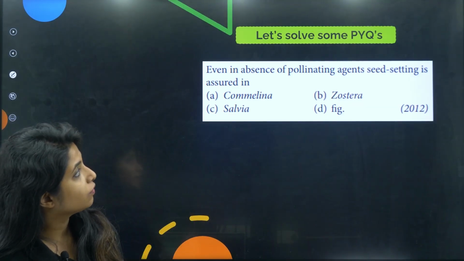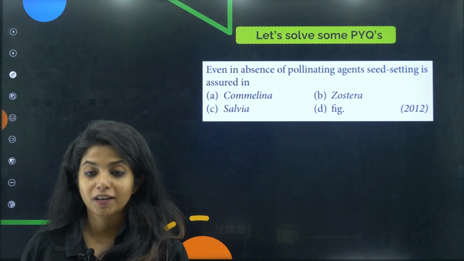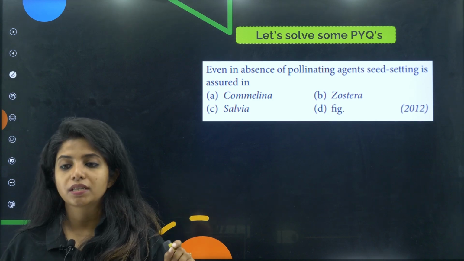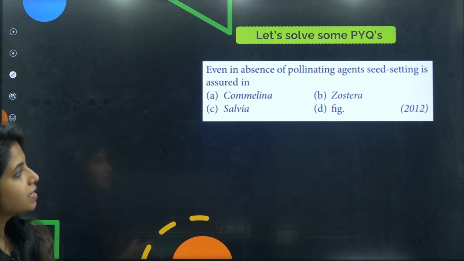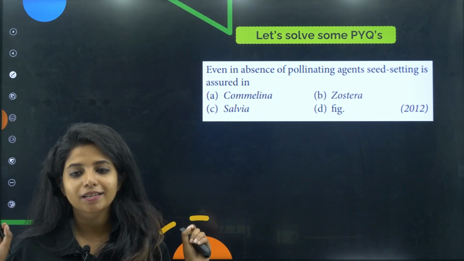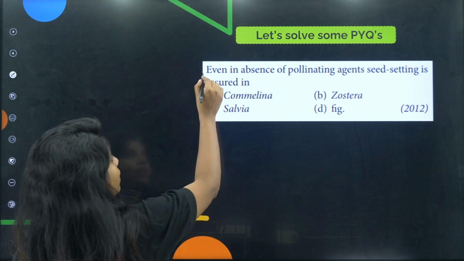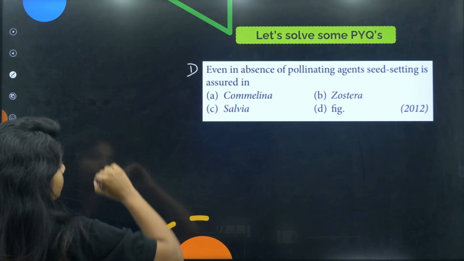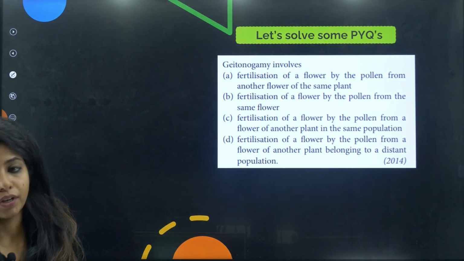Now, we will move ahead, we will solve a question, or you will solve a question and let me know in the comment section or probably in the chat box. Even in the absence of pollinating agents, seed setting is assured in Commelina, Zostera, Salvia or fig? With what you have studied, you can answer this question. Please put it as number 1 and then tell me the answer in the comment section. Going ahead, children, there is one more question.